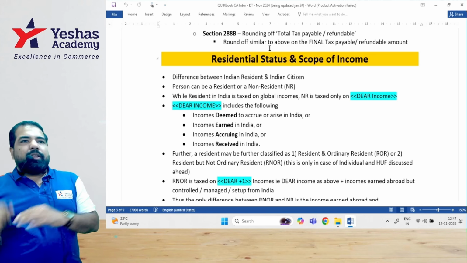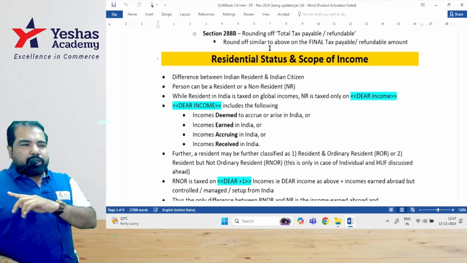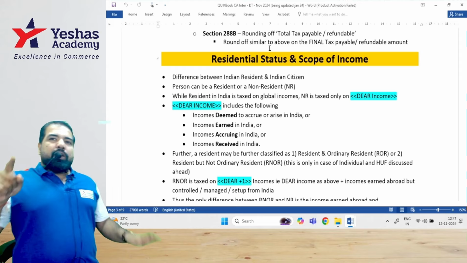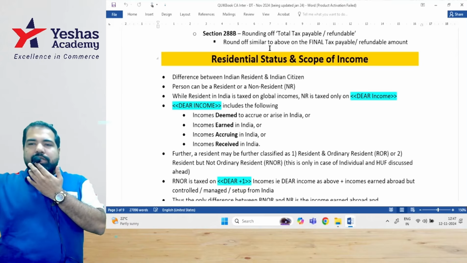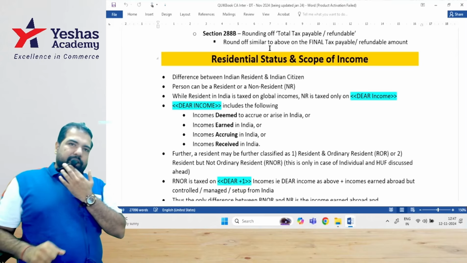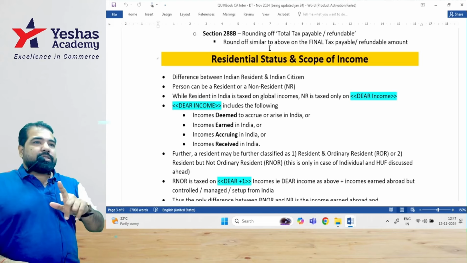And RNOR is similar, four incomes, but four plus one. What is that plus one, guys? The income is earned abroad, but it's controlled, managed, or set up from India. CMS, that's a shortcut. So five incomes for the RNOR, and ROR is everything.